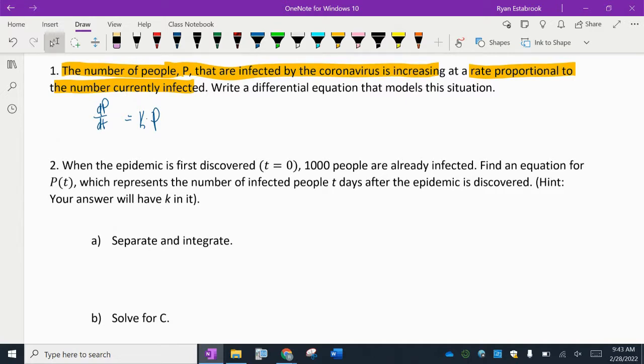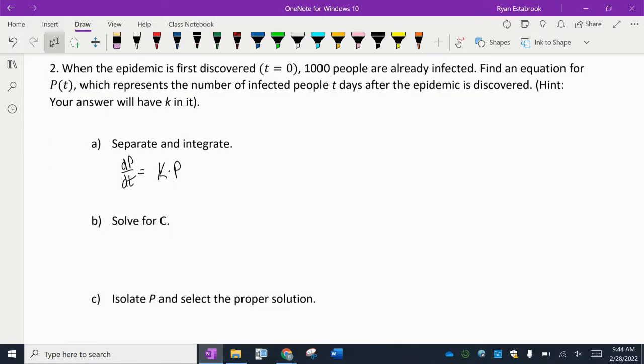And then part two, it gives us some more information. Part A says to separate and integrate. But what we're going to try to do is get it out of this differential phase. So again, I'll copy this down. dP over dt is equal to K times P. And we're going to split the variables.